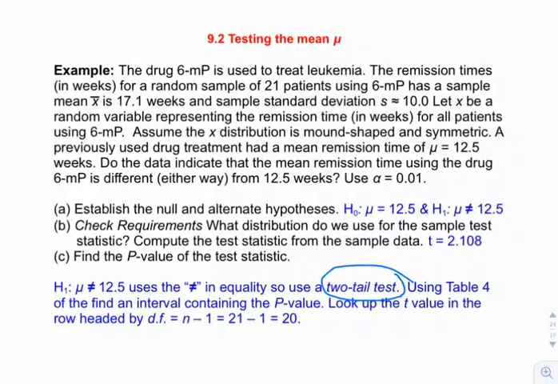Look up the t-value in the row headed by df is 20. So something different here than when we had our z. With our z table, we look up a z value, we get out a number that represents the area to the left. When we look up our t table, we have so many fewer values, we can't say very precisely what the answer is. Instead of giving one value, we're going to be giving a range.